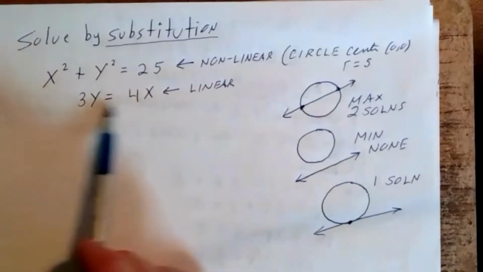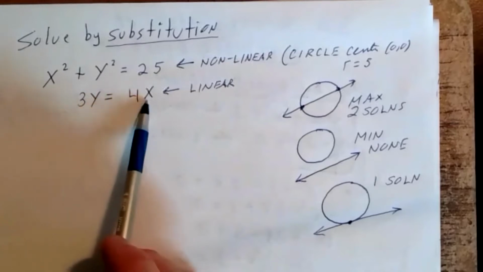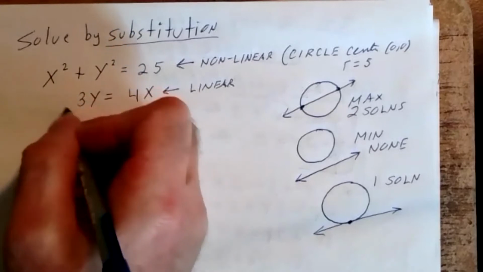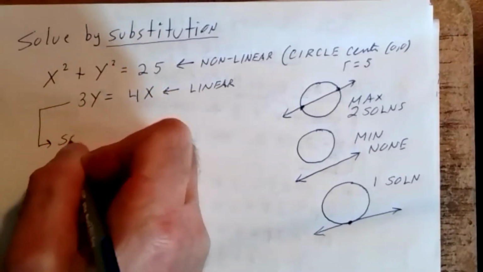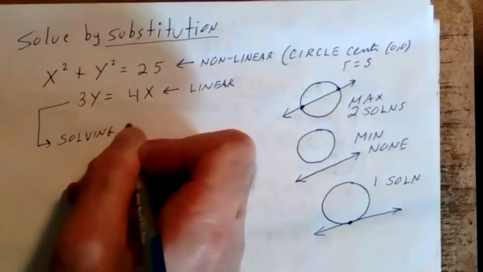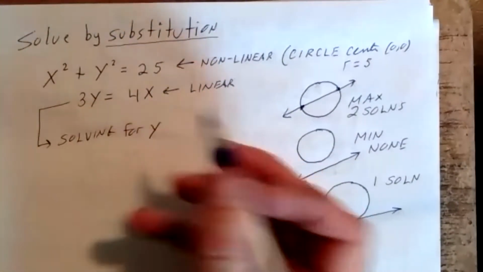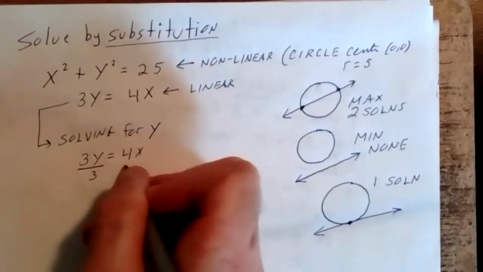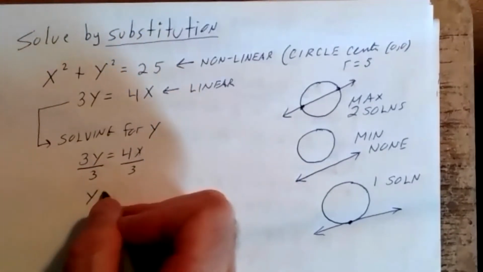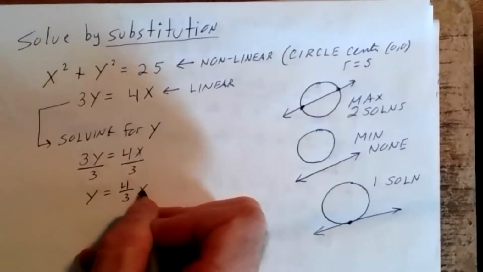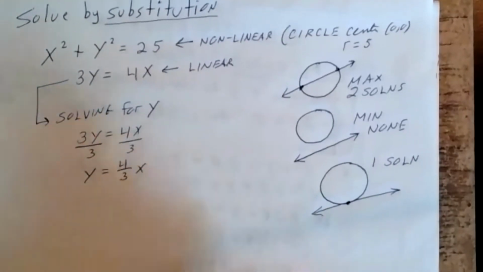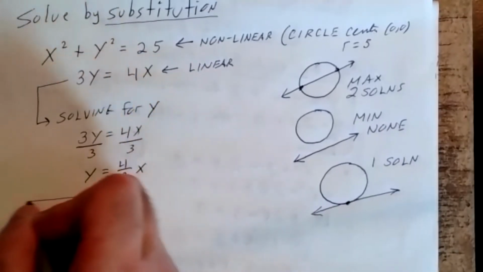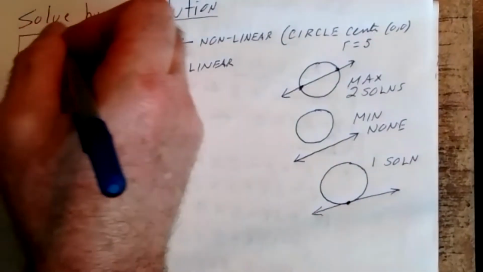We're going to have to take this linear equation and solve it for x or y. It does not matter which variable you choose to solve it for. Maybe we'll solve it for y. So solving for y by dividing both sides by 3, we're going to get y is equal to 4/3 x. Now we know y is 4/3 x, taking 4/3 x and substituting it in for the y variable into the first equation.